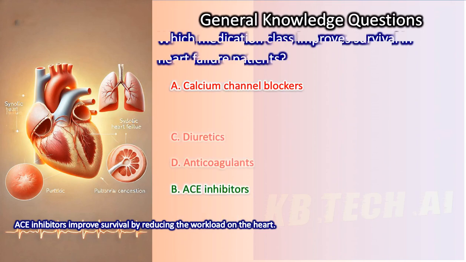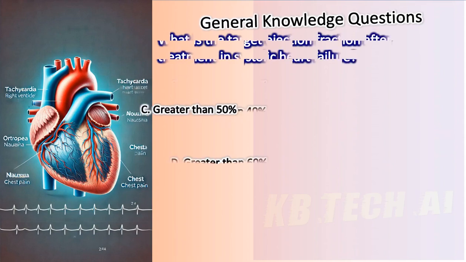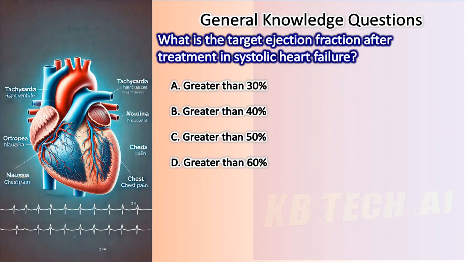The answer is option 2. ACE inhibitors. What is the target ejection fraction after treatment in systolic heart failure? Option 1. Greater than 30%. Option 2. Greater than 40%. Option 3. Greater than 50%. Option 4. Greater than 60%.